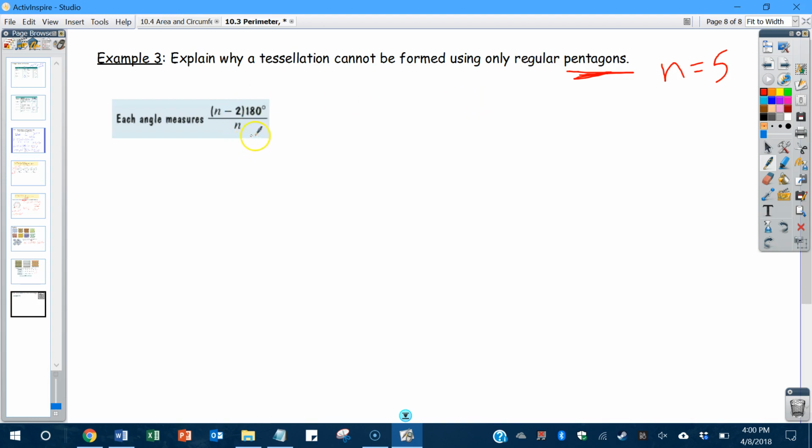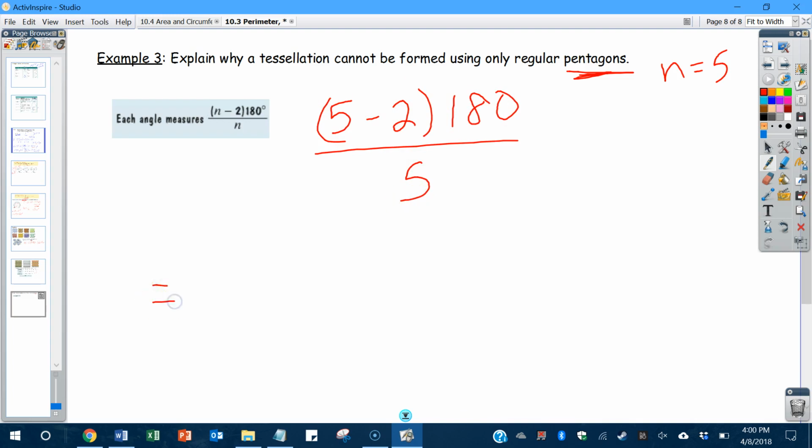Okay, so let's start by finding the angle measure of each pentagon, if I were to make a tessellation with it. I'm going to use this formula that's given to me. It'll tell me the angle measures. I'm going to plug in 5. So 5 minus 2 times 180 divided by 5. This is equal to 3 times 180 divided by 5, which is, well, I'm doing that real quick, 108.